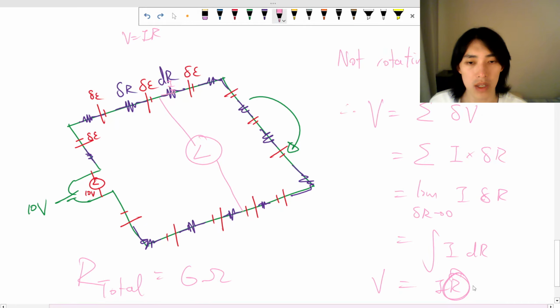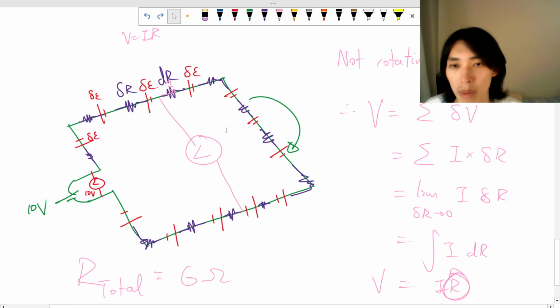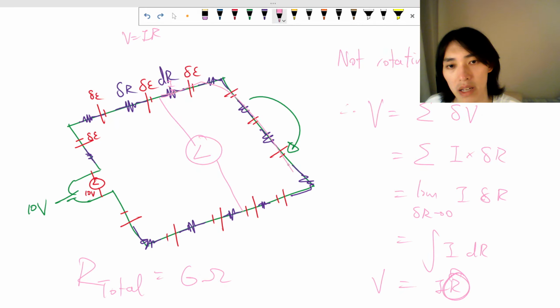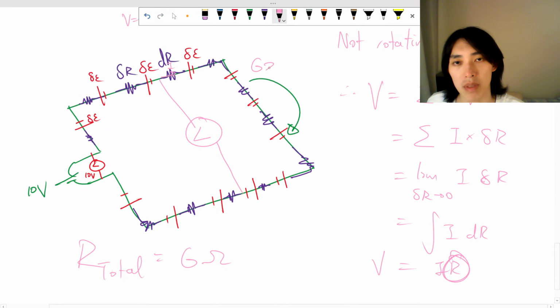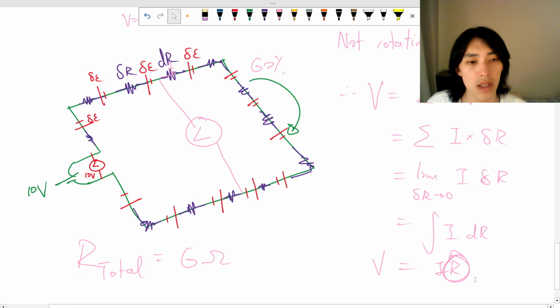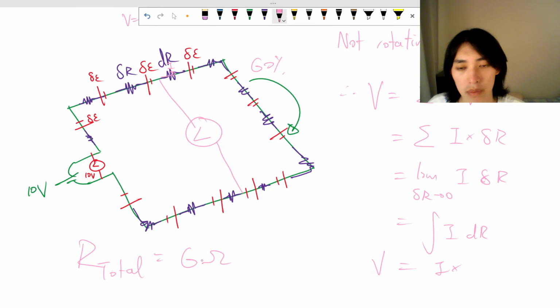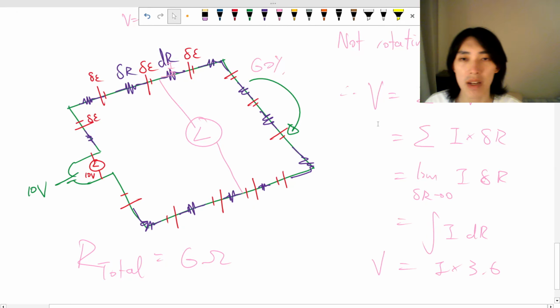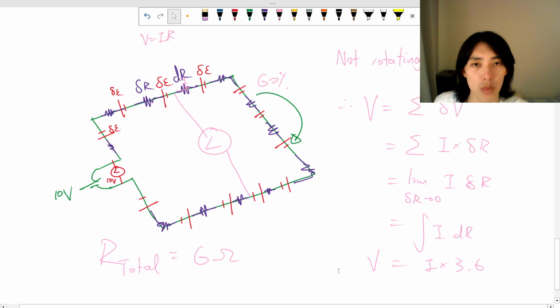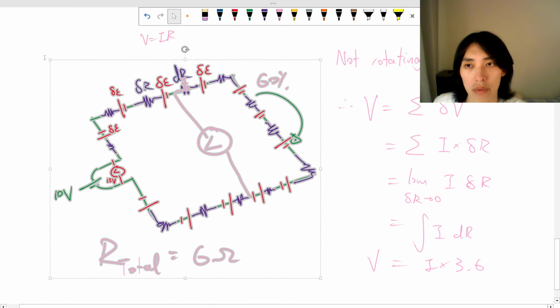So it would depend on how long the path length is. If this is, let's say, 60% of the total perimeter, then this would be 60% of 6, which is 3.6. Pretty cool, right? That kind of makes sense. So that's the stationary case. This is not too profound. The rotating case is more interesting, so let's consider a rotating case.